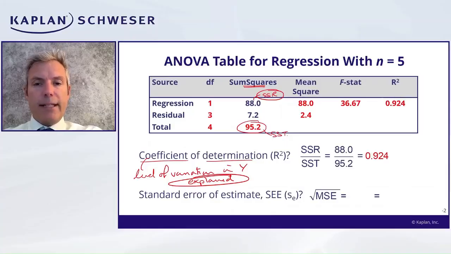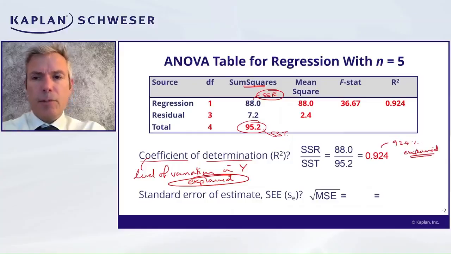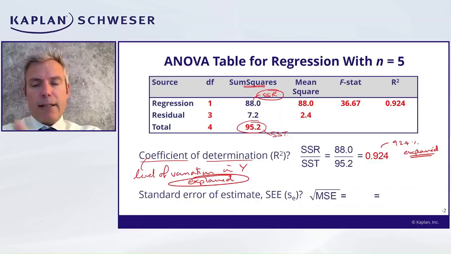The answer here is 88 divided by 95.2, which is an enormous 92.4%. You can think that 92.4% of the variation in y is explained, which is probably a bit too good, actually. It's a bit too good to be true. We did see a massive F-stat compared to the critical value, which, you know, these things are going to be related, right? Big F-stat means lots of explanatory power, and so large R-squared.